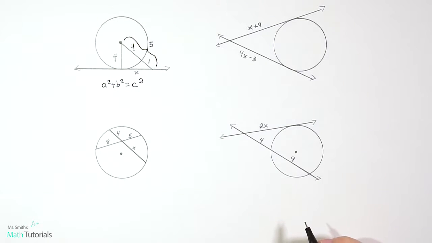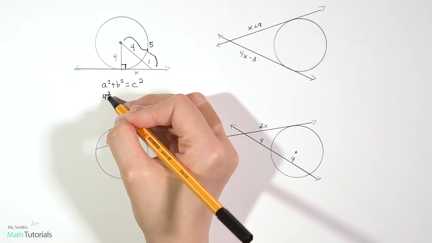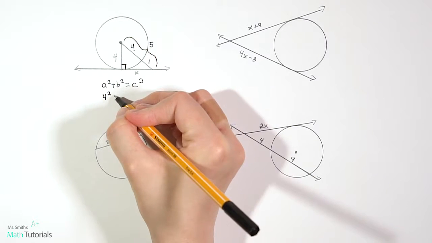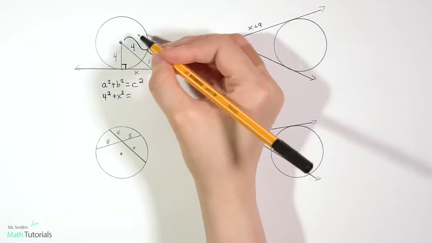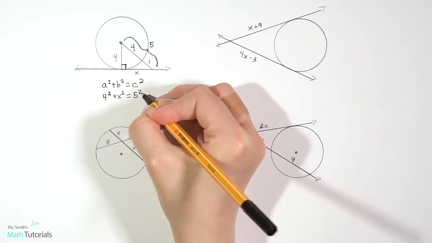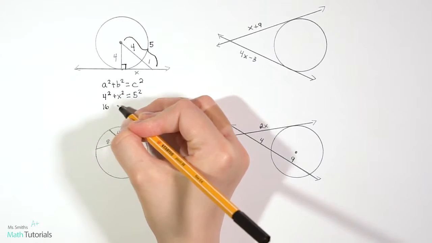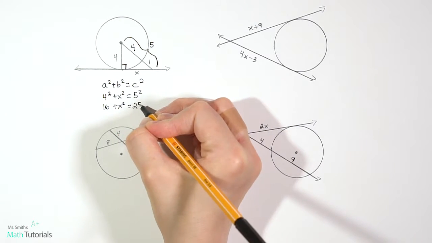us find x. A we'll mark as 4 squared, right? That's one of our legs, plus our other leg, which is the one we don't know. So we'll just call that one x squared, equals the hypotenuse, which is always the longest side. So in this case, it's 5 squared. Okay, now 4 squared is 16, plus x squared equals 5 squared is 25.